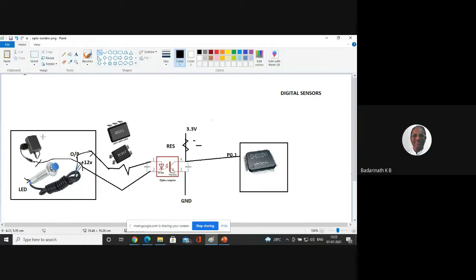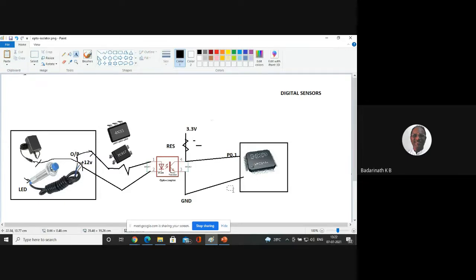That means that my A side connection is complete. My B side connection is complete. Now my circuit diagram interfacing is complete. The only thing is that this ground and this ground both should be common. Whatever ground you have there, it should be common.